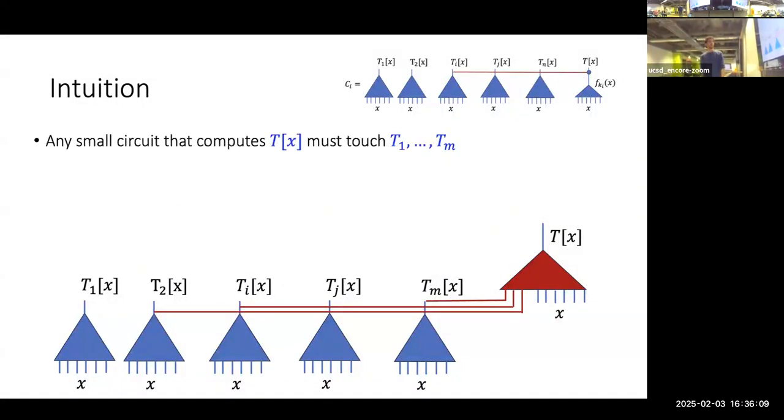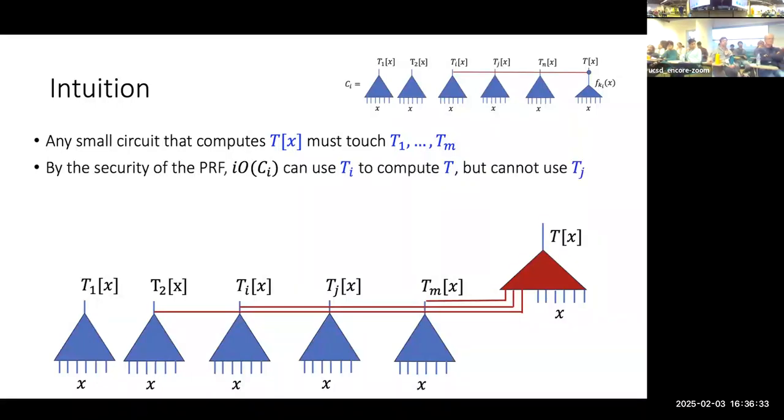So the observation is that any small circuit that computes T of x must touch at least one of the functions T1 to Tm, because T is just a random function. So there is no small circuit that computes T. But if there is a small circuit that computes T, it must use one of the other functions that we have. But by the security guarantee of the PRF, all of these functions look random. They are indistinguishable from random, even if you know T of x.